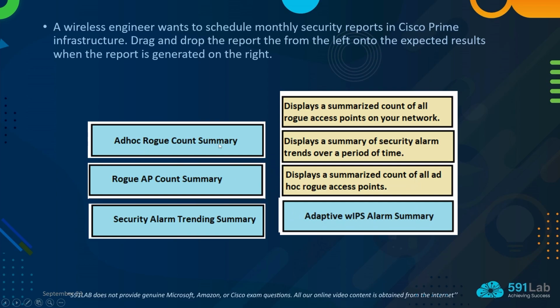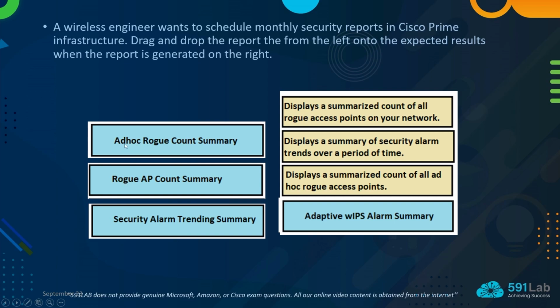Ad hoc rogue count summary. Here we actually have two options. We have the ad hoc rogue count and we have the rogue AP count. This one will only have a summary of the ad hoc rogue count, and this one will have a summary of the rogue AP count.